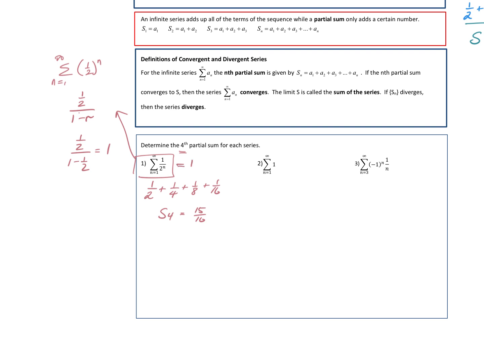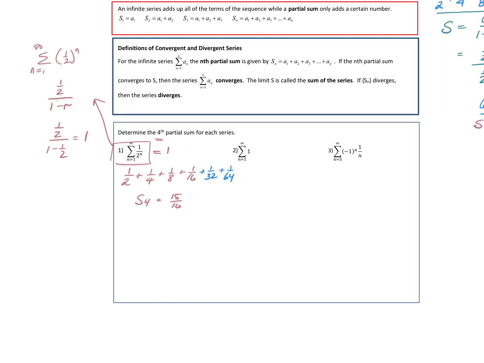Now look at the partial sum. I only added up 4 terms, and I got 15 over 16. That's pretty close to 1. So the more terms you add, which we're not going to do right here, but if I added another, we're going to get a little bit closer. If I added another, we would get a little bit closer. So a partial sum, although it's not accurate, is pretty darn close to the actual sum of the series.